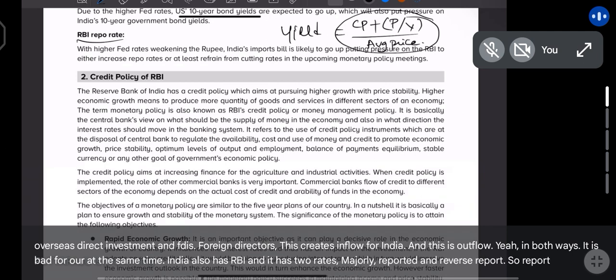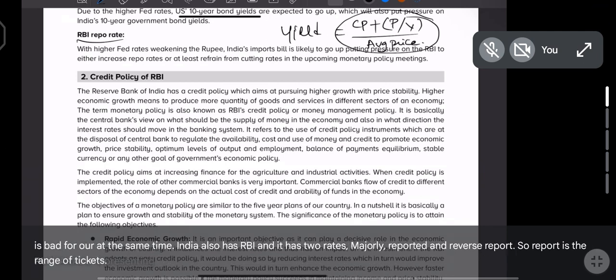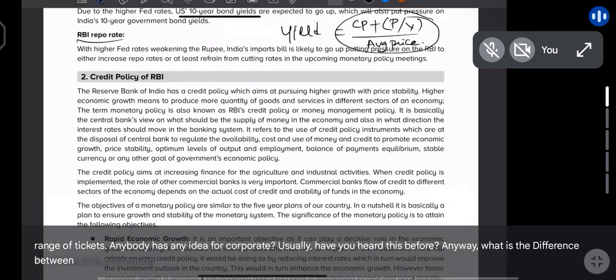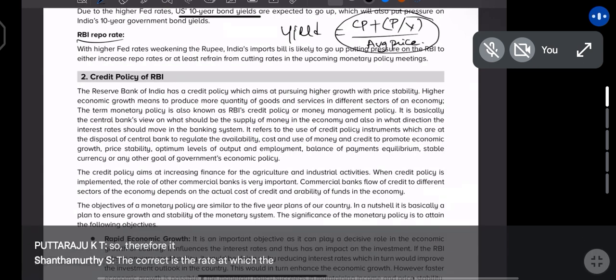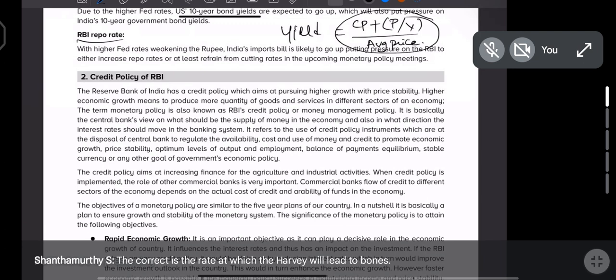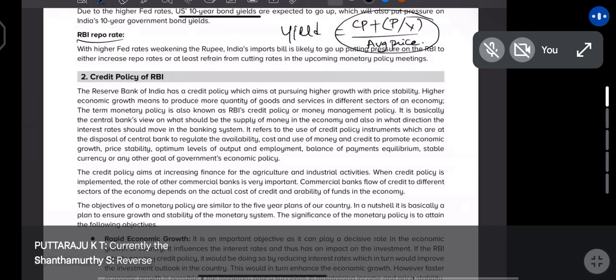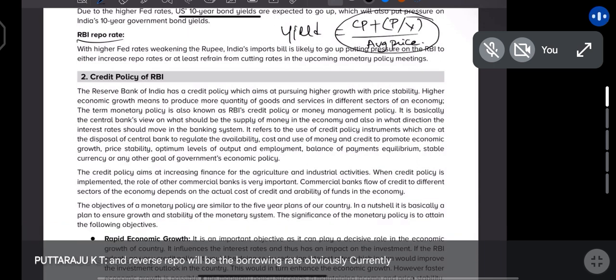So the repo rate is the rate at which... Anybody has any idea about the repo rate usually? Have you heard this before? Can you tell me what is the difference between repo and reverse repo? The repo rate is the lending rate and the reverse repo will be the borrowing rate, obviously. Currently, the repo rate is around 6.5 in India, and the reverse repo is at around 3.